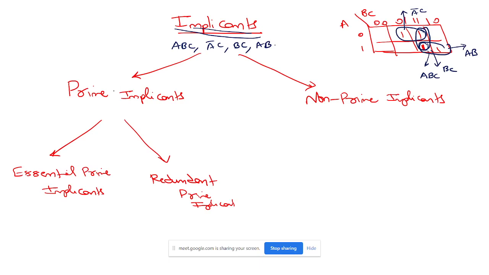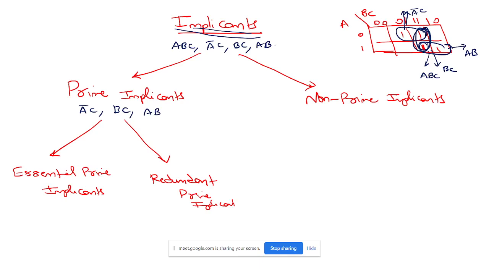Now, what is a prime implicant? An implicant is said to be a prime implicant if it is not completely present in some other implicant. If you take A bar C, it is not completely present in some other implicant, so A bar C can be a prime implicant. If you take BC, it is partially present in A bar C and partially present in AB, but not completely present, so BC can be a prime implicant. Similarly, AB is also a prime implicant.